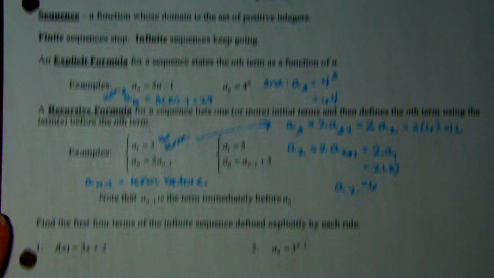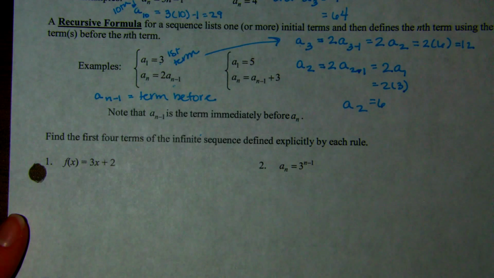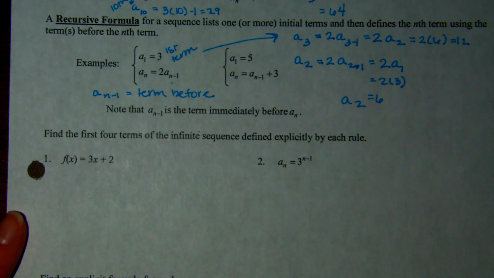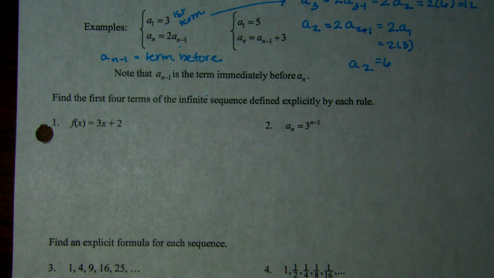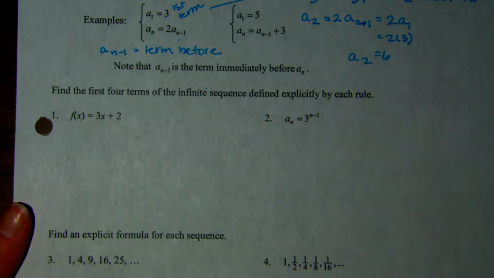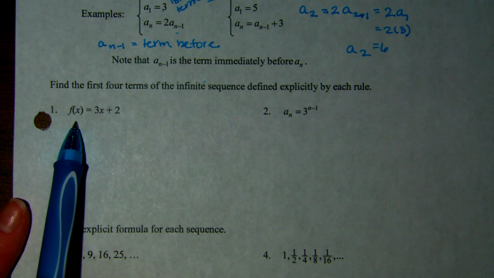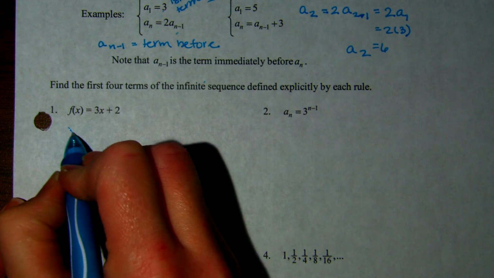All right, guys, let's look at some examples. The first couple examples want us to find the first 4 terms of an infinite sequence defined explicitly by each rule. They're just saying, hey, I gave you a formula. Find me the first 4 numbers, okay? So this is a function. We know how to make that table, right? So we make a table.